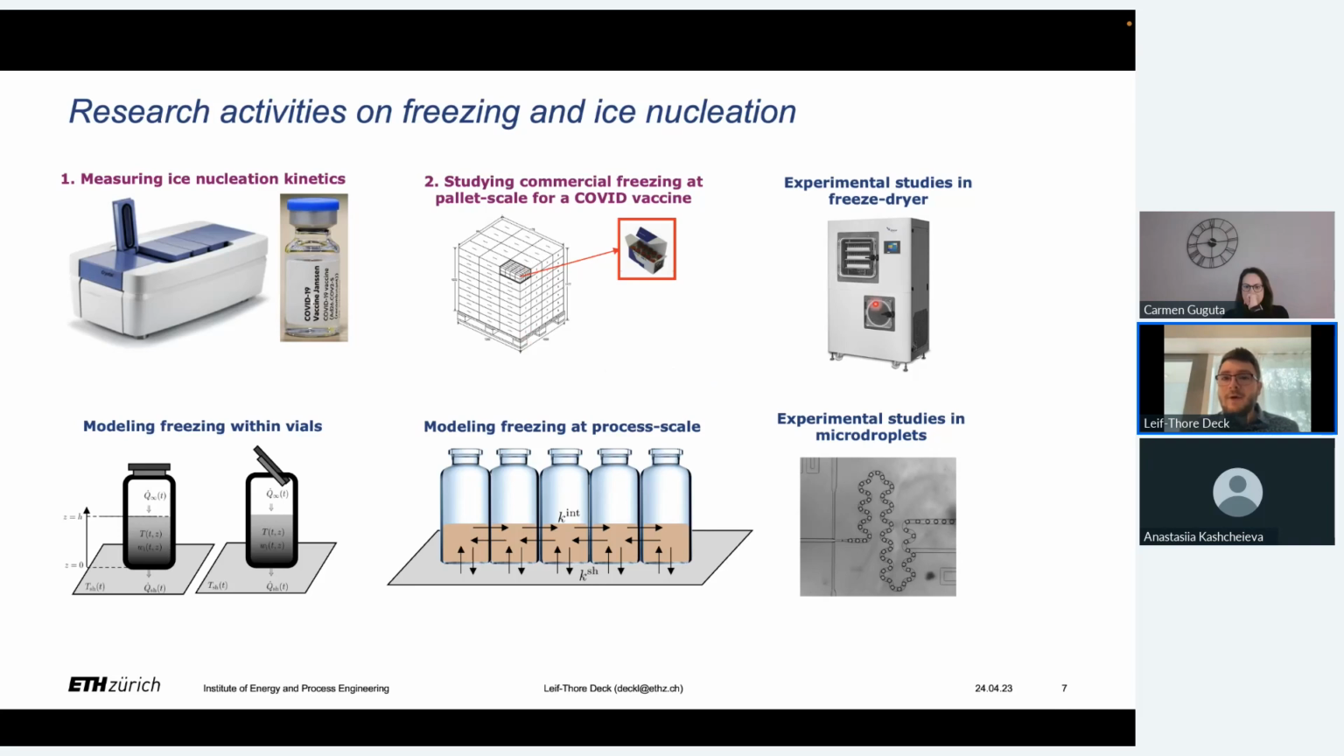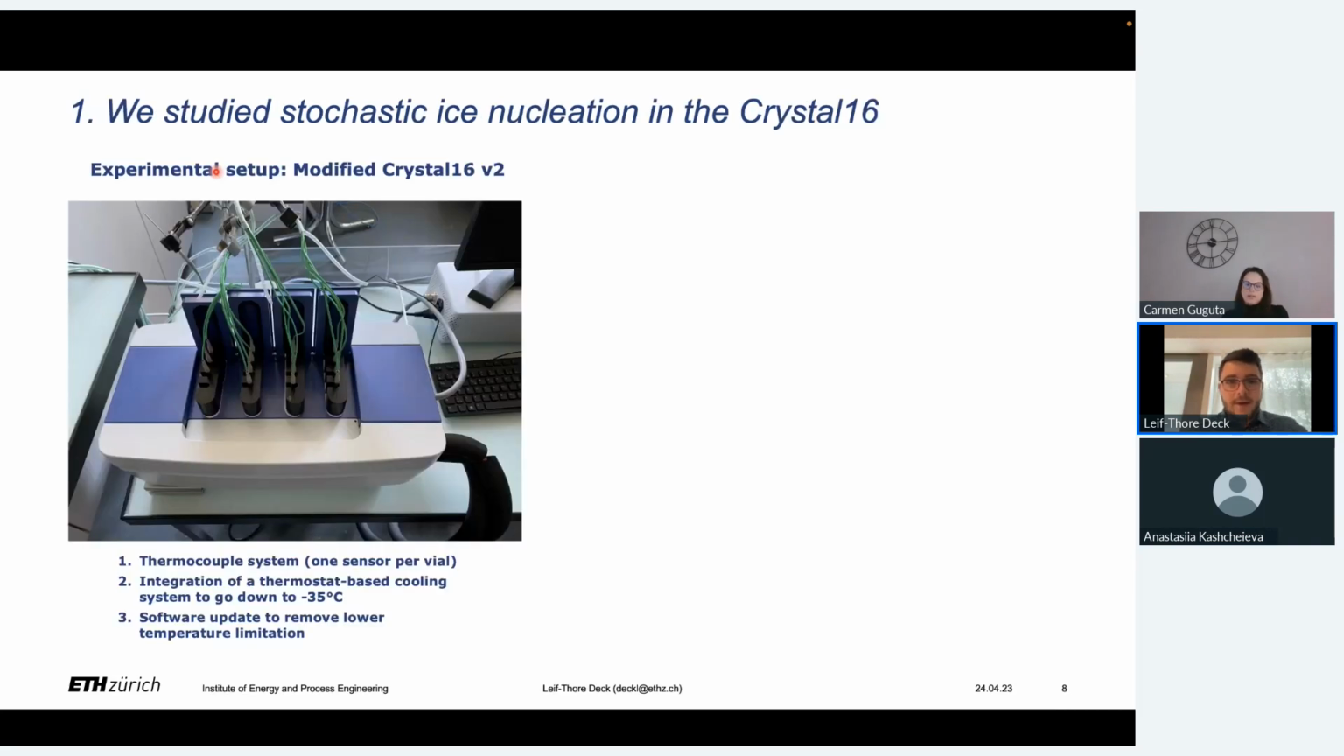Similarly, we also carry out our own experiments in multiple devices. So we have not only the Crystal16, but also a laboratory scale freeze dryer, where we can do freeze drying experiments with a couple hundreds of vials. And we also use, in collaboration with other research groups at ETH, a microfluidic setup, which allows us to study freezing in small microdroplets with diameters on the order of 50 to 100 microns to do some studies on the volume dependency of nucleation, which is also quite important. And this is kind of an overview of what we are doing.